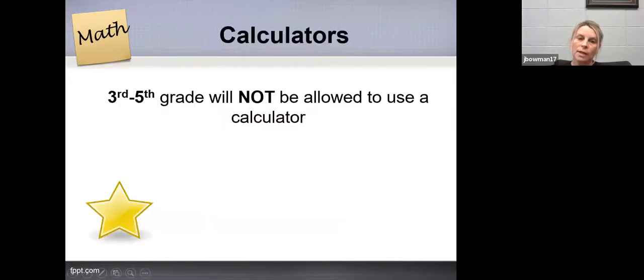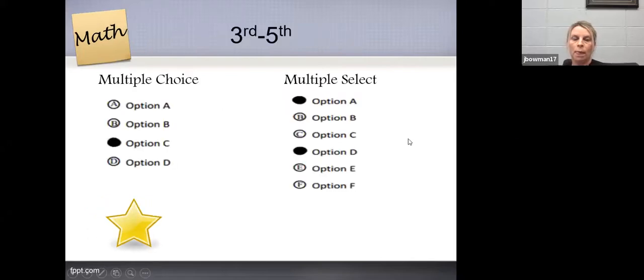If your student has accommodations, they will be allowed to use a calculator. But if not, 3rd through 5th grade will not be allowed to use a calculator at all on any portion of the LEAP test.